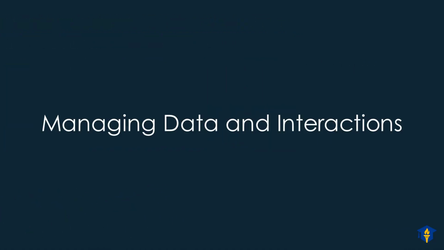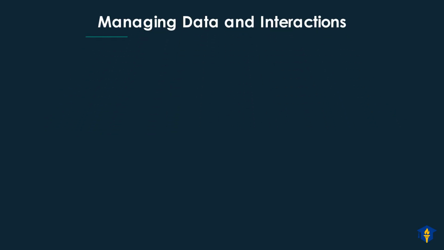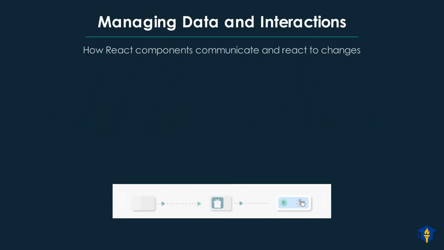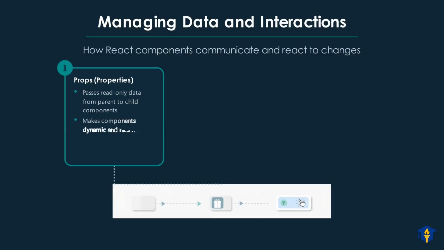Today, we will explore how to manage data and interactions effectively within your React components. We will learn how React components communicate with each other and respond to various changes in data. Let us start with props, which are short for properties, a fundamental concept in React. Props are used to pass immutable, read-only data from a parent component down to its child components.